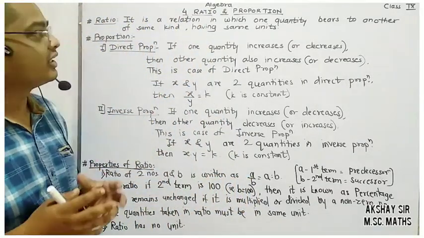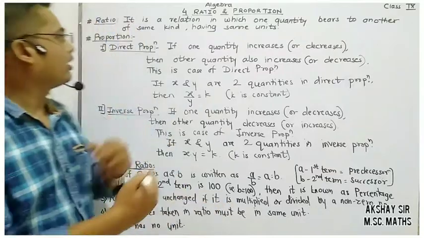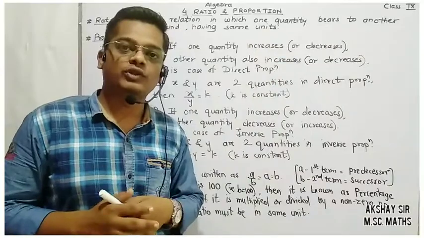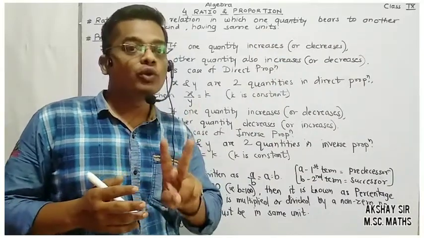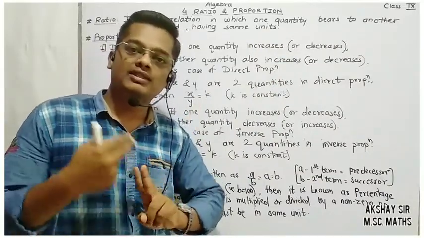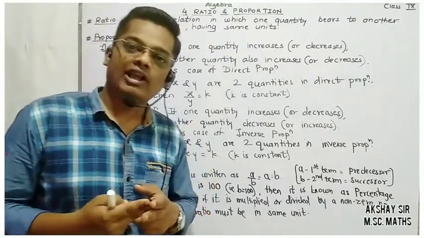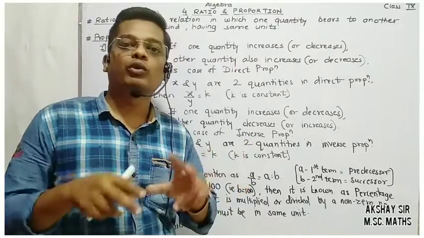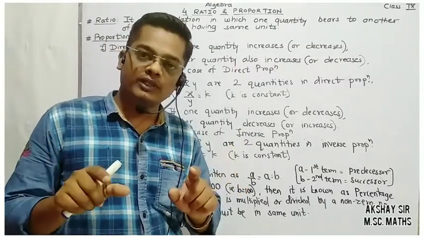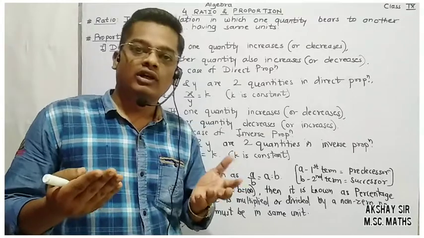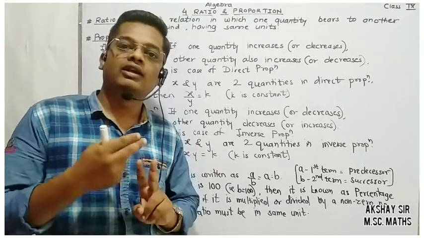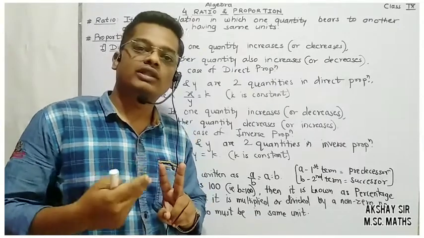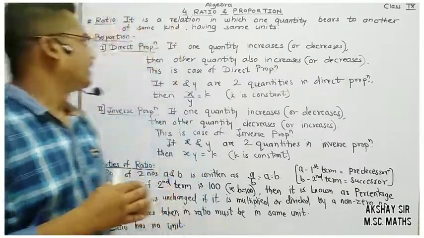It is a relation in which one quantity bears to another of the same kind, having the same units. We know that a ratio has to be calculated between two quantities, and both quantities should be in the same unit. For example, if we are calculating ages in terms of years and months, we convert the total into months and then take the ratio. Or if the two quantities are weights, one in kilograms and one in grams, we convert both quantities into grams. Next one, the proportion.